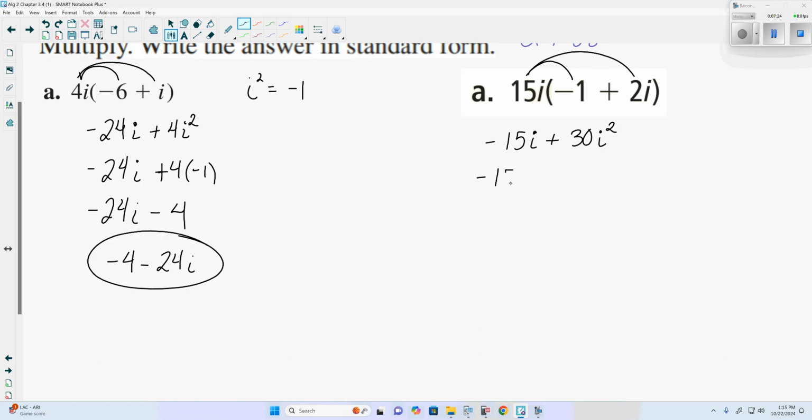Now we can't leave i squared, but i squared is what? -1. We have to simplify our i squared. i squared is -1. So the last thing we need to do is multiply 30 and -1. What's that going to give us? -30. Minus.